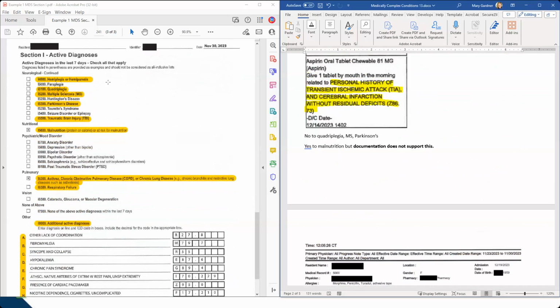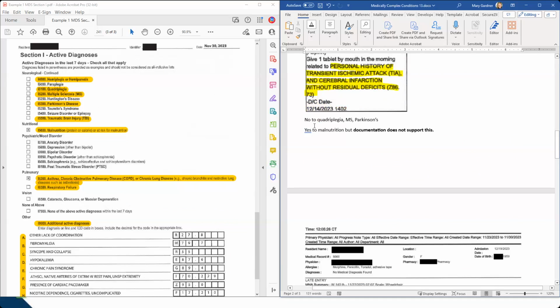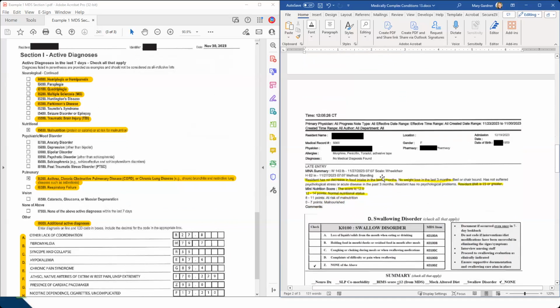So as we scroll on, looking at the other indicators on Medicare, there's a no to quadriplegia, MS, Parkinson's, but yes to malnutrition is marked. But the documentation didn't support this either. So as we look at the documentation, and I know it's kind of hard for you to read, I'll just read it for you.